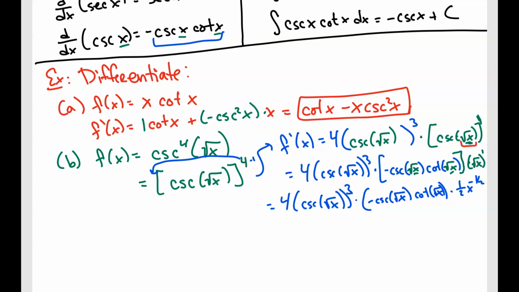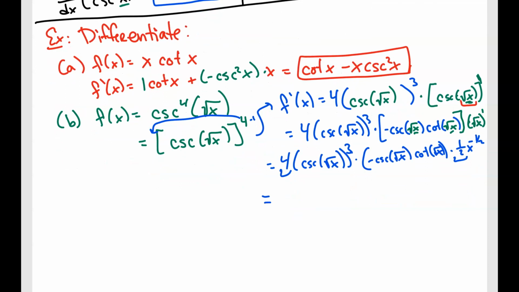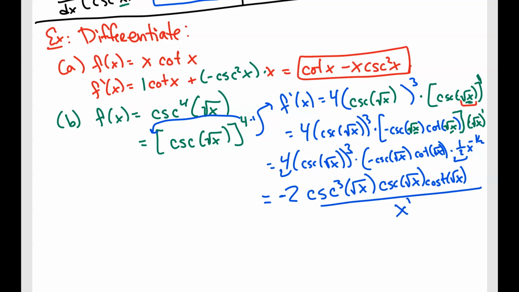So I'm going to go ahead and put the 1/2 and the 4. That's just going to give me 2. Let me write this as cosecant cubed of square root of x. Then you have a negative, so let me bring that negative to the front. Then you have this cosecant square root of x, cotangent square root of x. Then you have this x to the negative 1/2, which I'm going to put on the bottom, x to the 1/2, and there's a 2 also on the bottom.